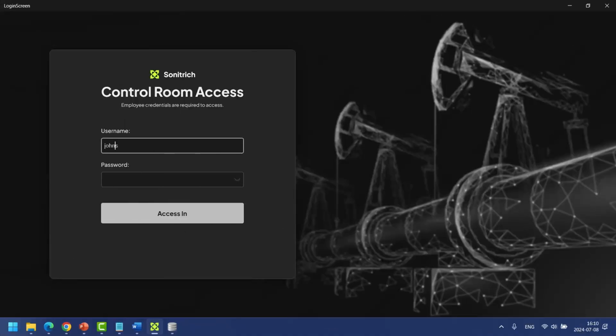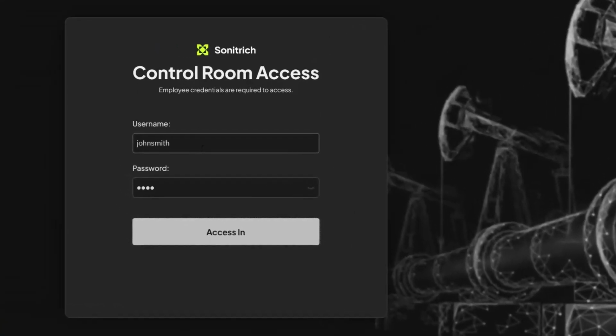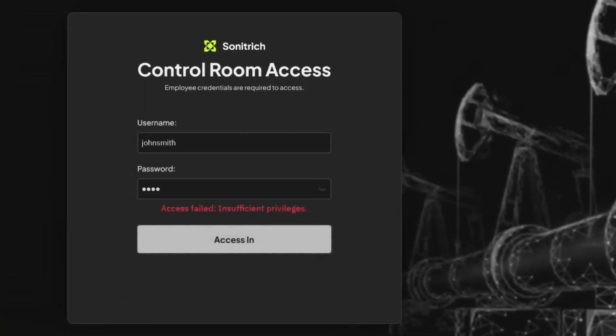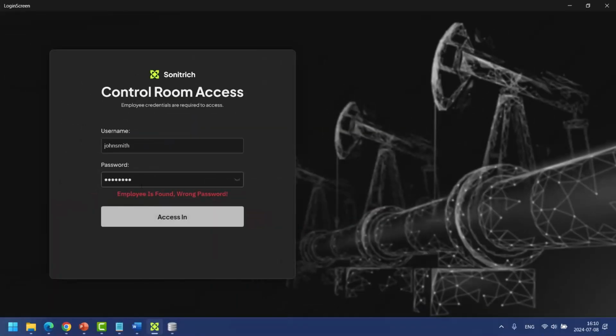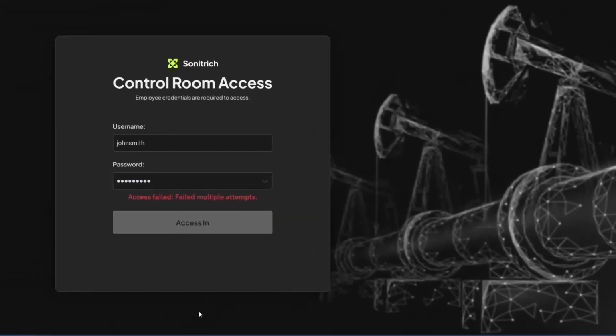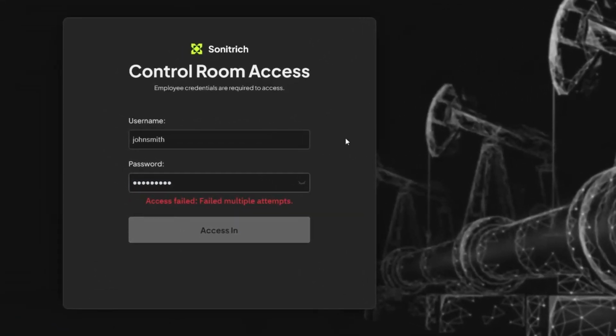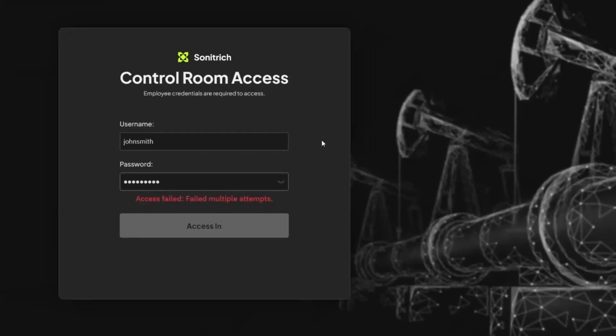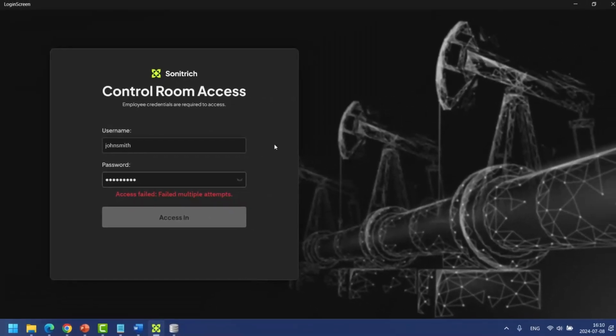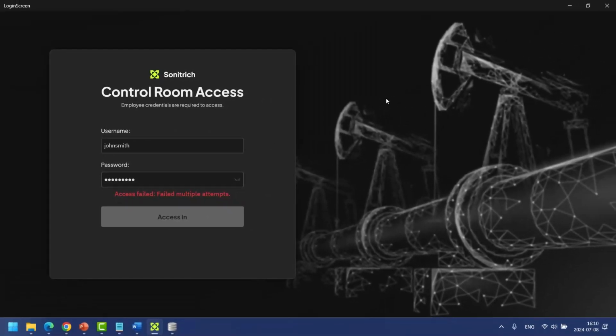If an employee attempts to access the control room dashboard without sufficient privileges, the access is refused and a superior-ranked employee is notified. If an employee or a malicious intruder enters incorrect credentials more than 3 times, that section of the system enters lock mode, preventing further access attempts to the dashboard and sending an alert to the superior.